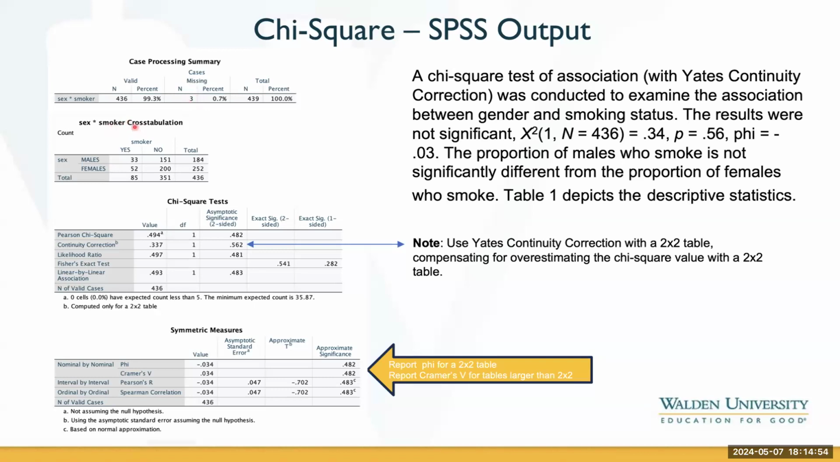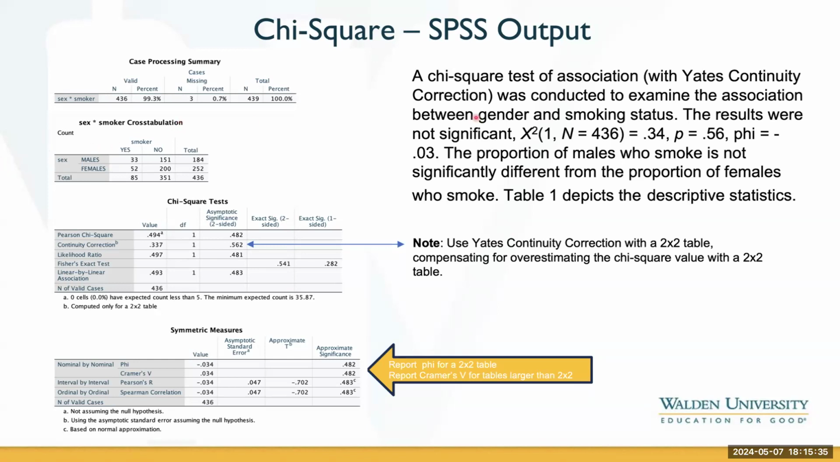Now here, remember we selected cross tabs? This is nothing but a cross tabulation table, letting you know males, yes, smokers were 33, no were 151, total of 184 males. Females, 52 smoked, 200 didn't, for a total of 252, and the total numbers. Excuse me. So even though it says cross tabulations, I kind of call it descriptive statistics. We know how many responded in each category. Does everybody see that? So I guess we can move on.